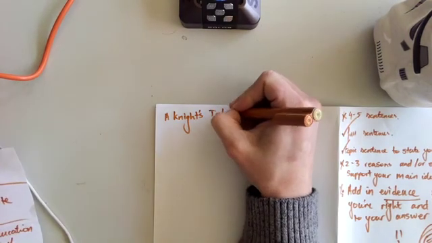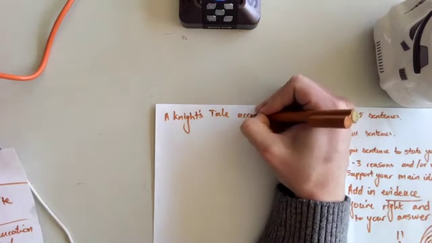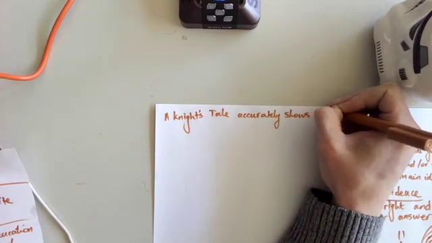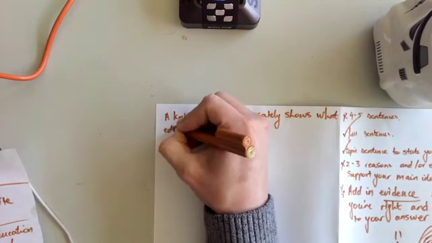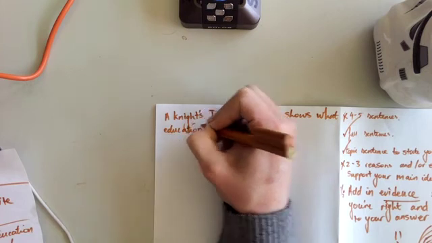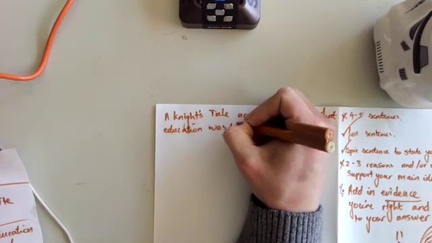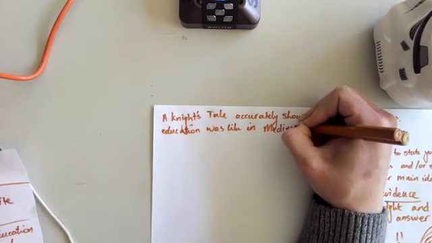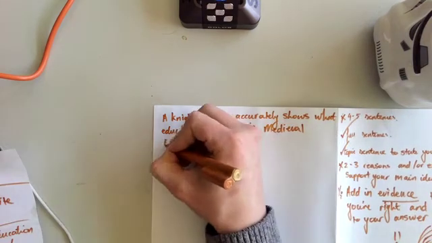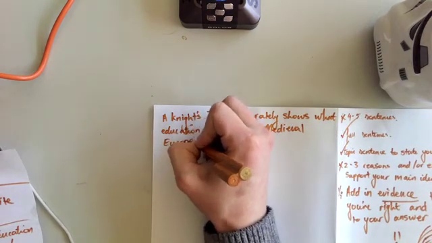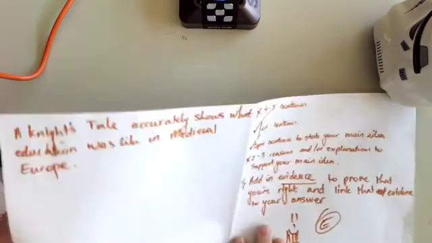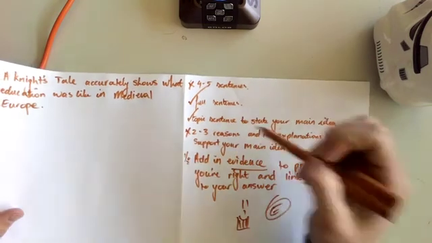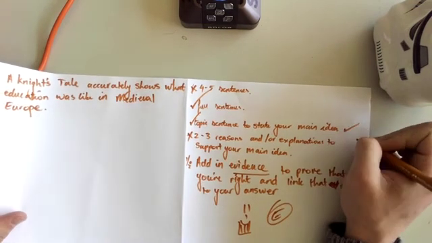A Knight's Tale accurately shows what education is like in medieval Europe. So, that is my topic sentence to state my main idea. So I can put another tick next to that. I've done that this time.